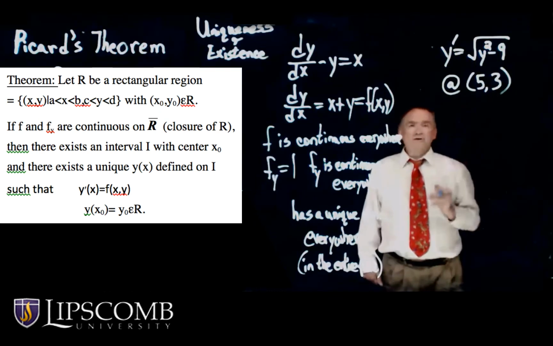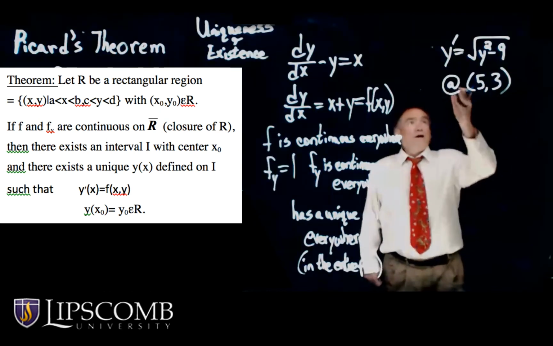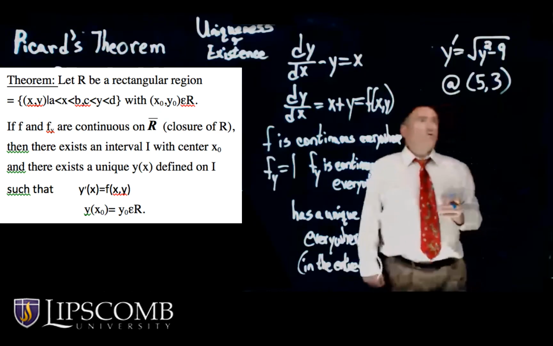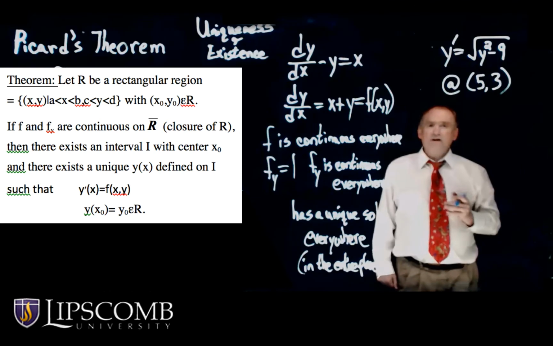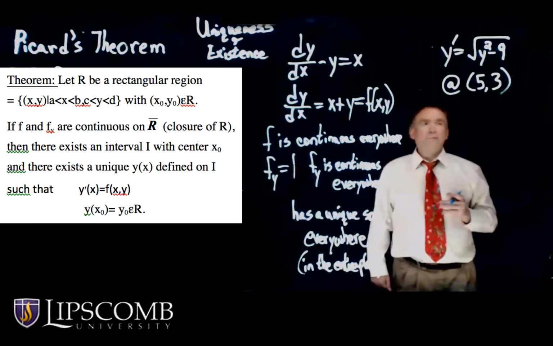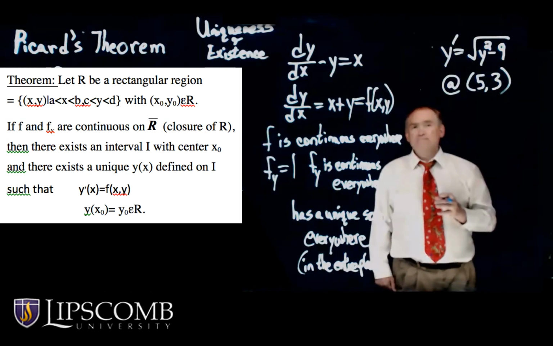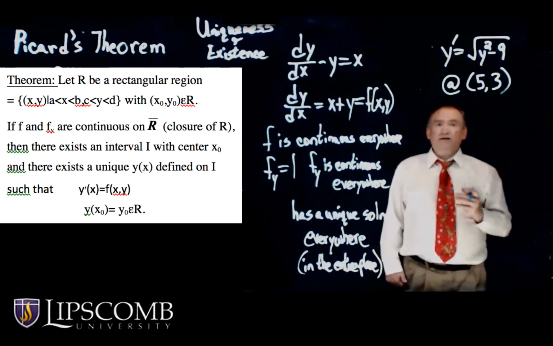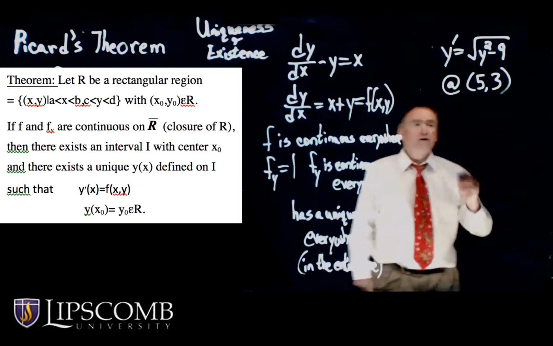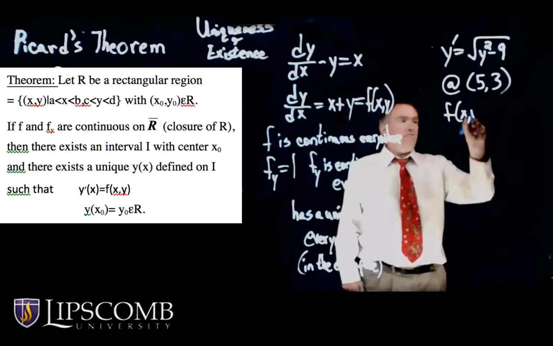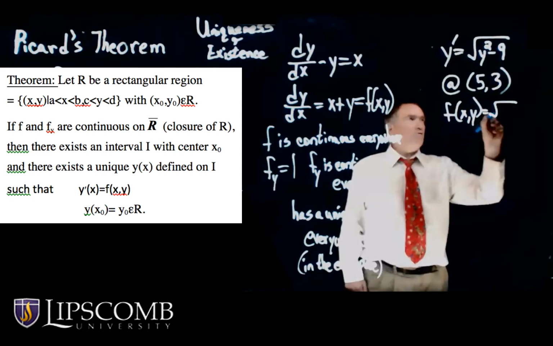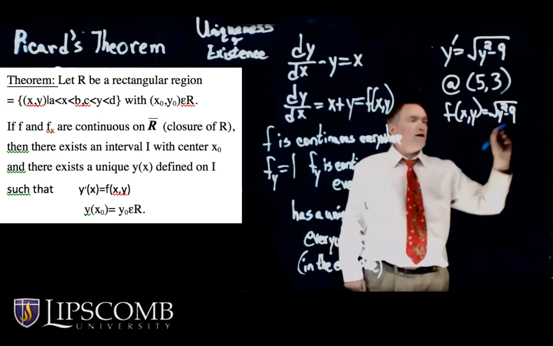Now I come to this one. y prime equal to the square root of y squared minus 9. Now I want to find out, am I guaranteed by Picard's Theorem a unique solution at the point (5, 3)? So the first thing I've got to decide is, what's my f? Well, my f, it's already in the nice form. My f is the square root of y squared minus 9.